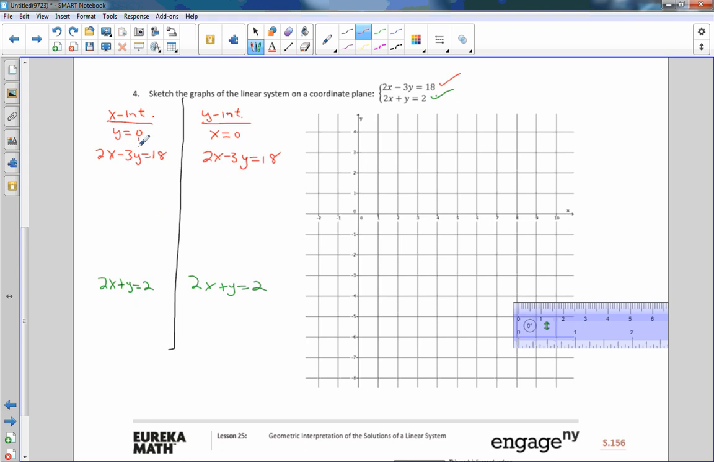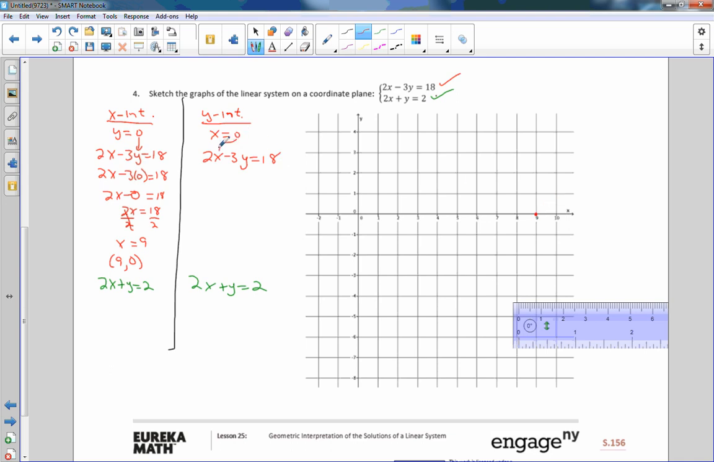So plugging 0 in for y, I get 2x minus 3 times 0 equals 18. 2x minus 0 equals 18, or 2x equals 18. Divide both sides by 2, and x equals 9. So that is the point 9, comma 0. So I go over to 9 and plot it.